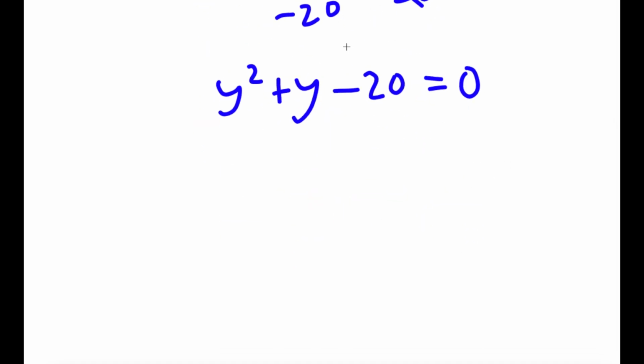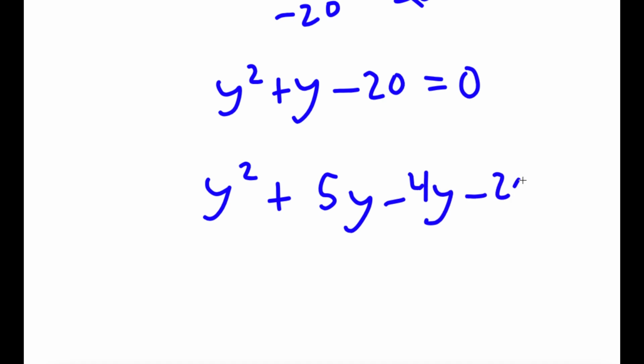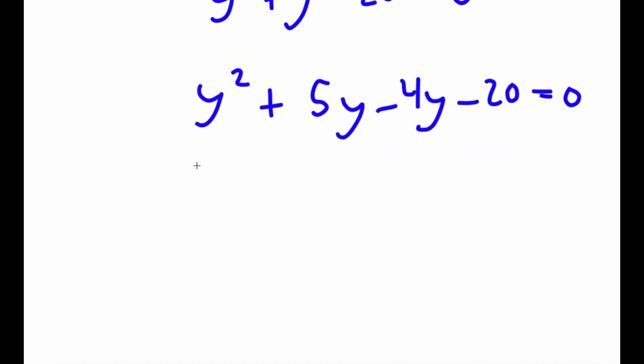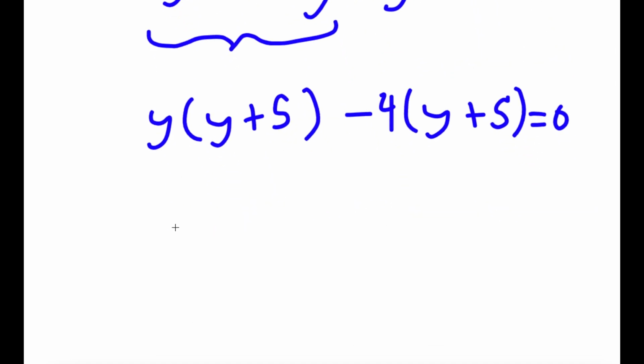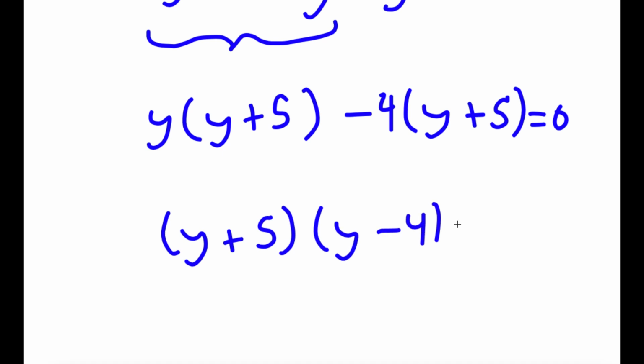So now all we have to do is simply factor this out. Y is the same thing as 5y minus 4y. So now I'm going to factor by grouping. From y squared plus 5y, I'm going to factor out y, so I get y times y plus 5. From minus 4y minus 20, I'm going to factor out negative 4, so I get negative 4 times y plus 5 is equal to 0. Now if I factor out y plus 5, I get y plus 5 times y minus 4 is equal to 0.